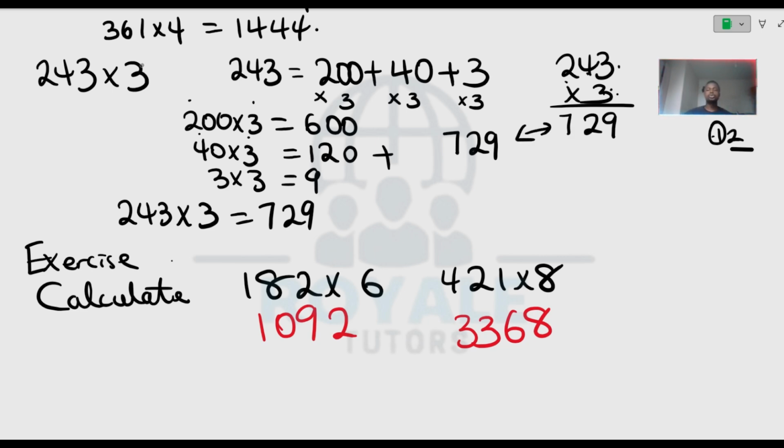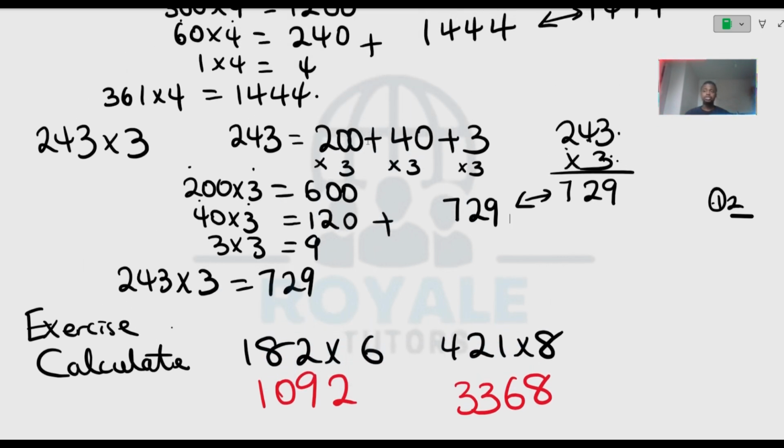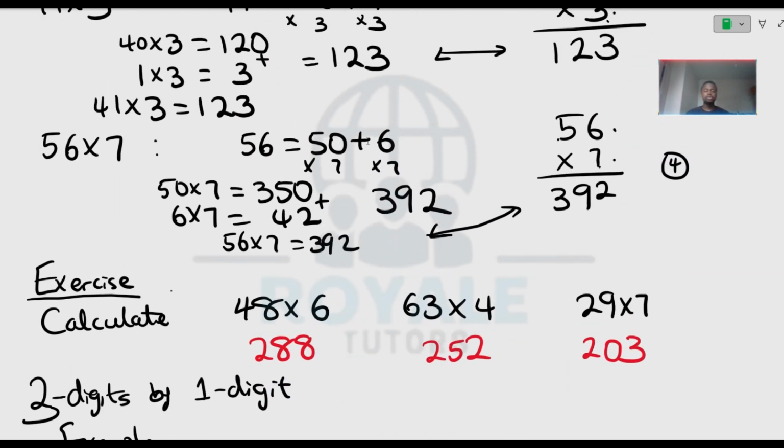So I want you to use the column method as well to solve these exercises and see if you are going to have the same answer. We are going to stop here today. We will continue in our next video. We will continue with the same topic because we still need to touch on when you multiply 2 digits by 2 digits, and when you multiply 3 digits by 2 digits.